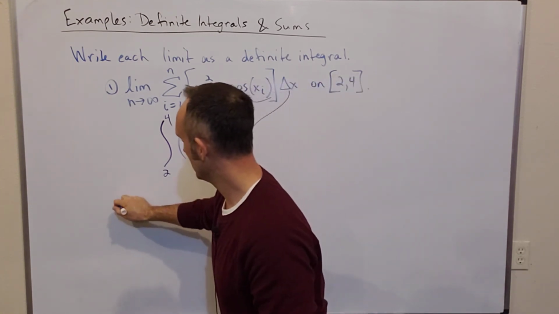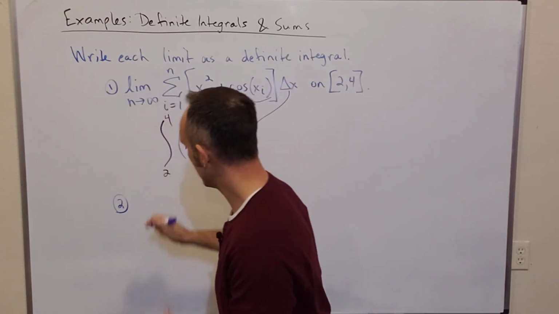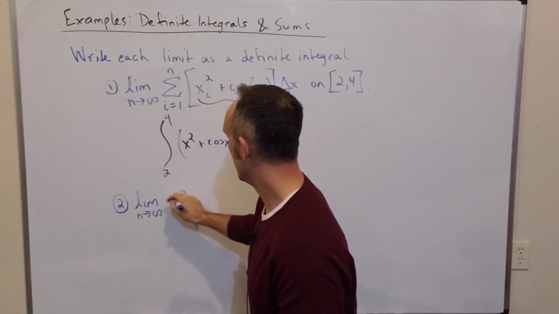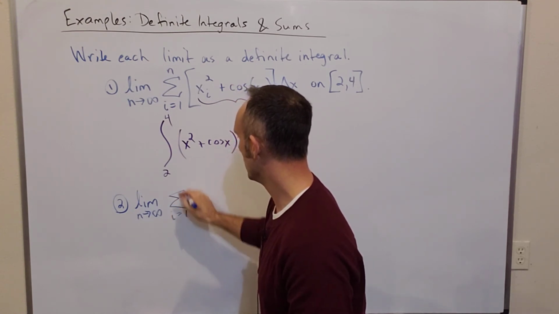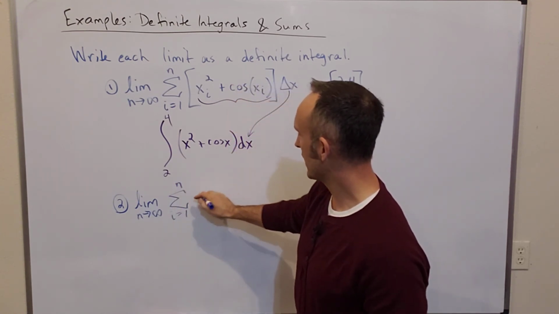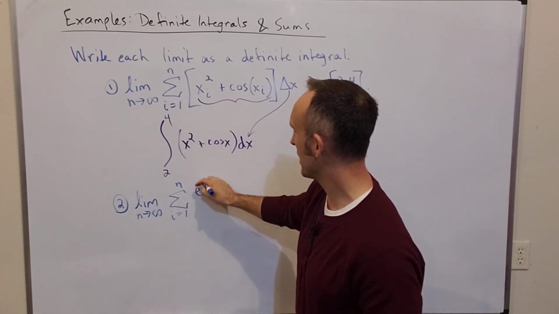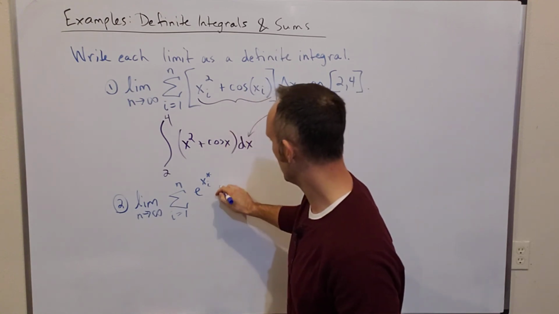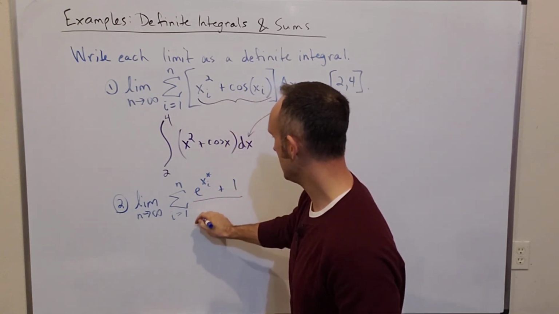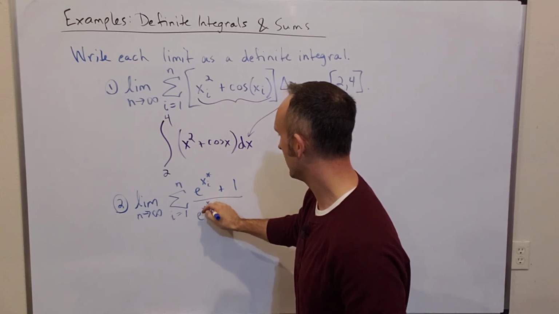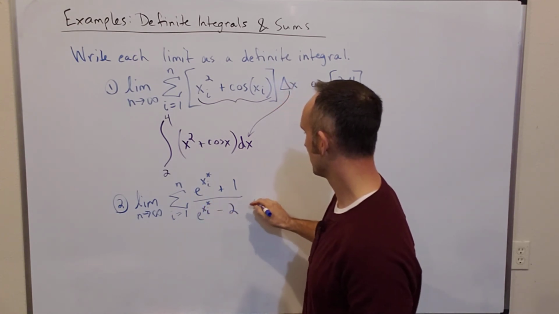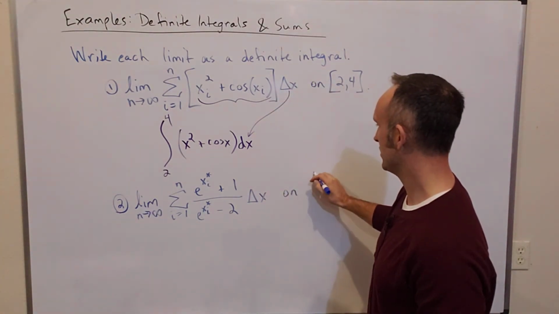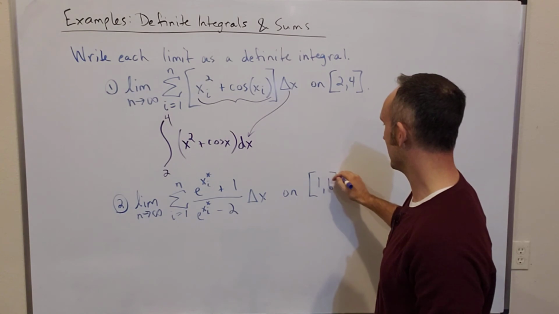Example 2, let's do it again one more time just to see. Let's look at the limit as n goes to infinity of the sum from i equals 1 to n of the fraction e raised to the power of x sub i star plus 1 over e raised to the power of x sub i star minus 2, times delta x, on the closed interval from 1 to 6.